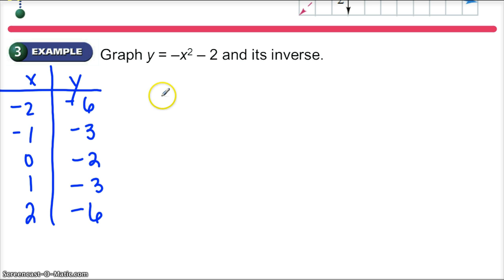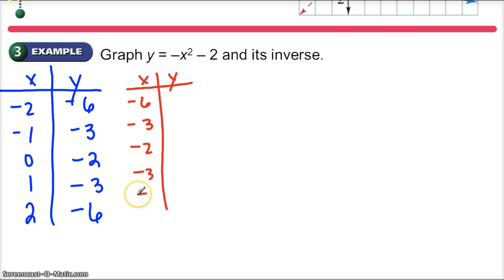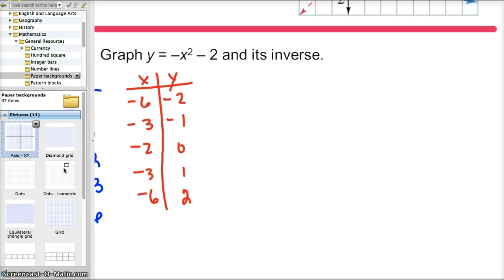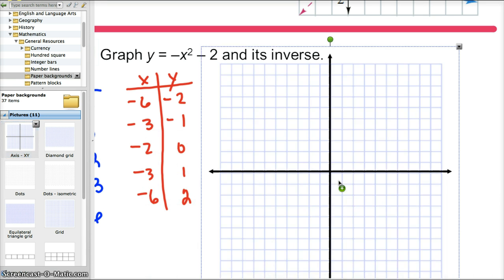Okay, the inverse of that is going to be -6, -3, -2, -3, -6. Corresponding y values will be -2, -1, 0, 1, 2. Okay, so now let's go ahead and graph this. It'll be much easier on a coordinate grid this time. There we go.